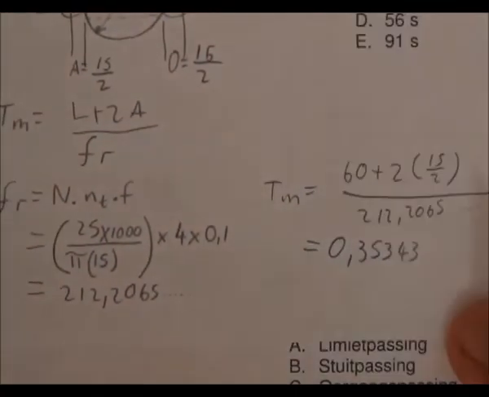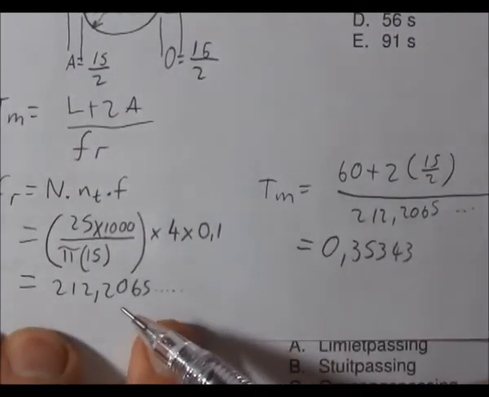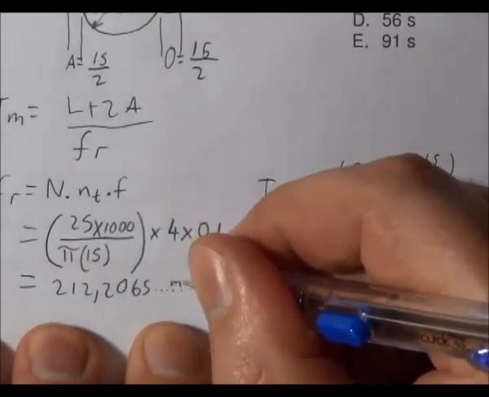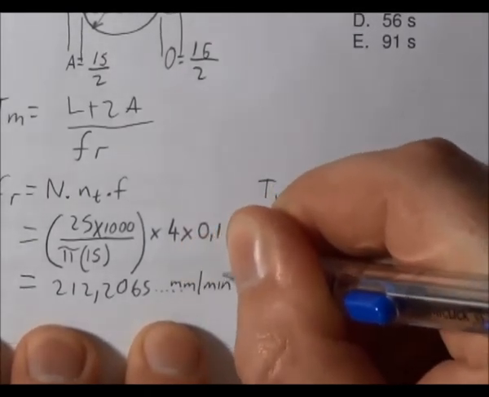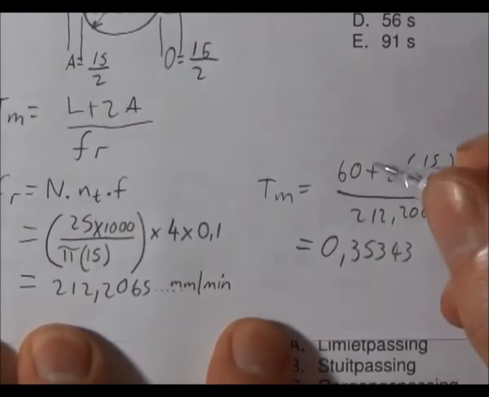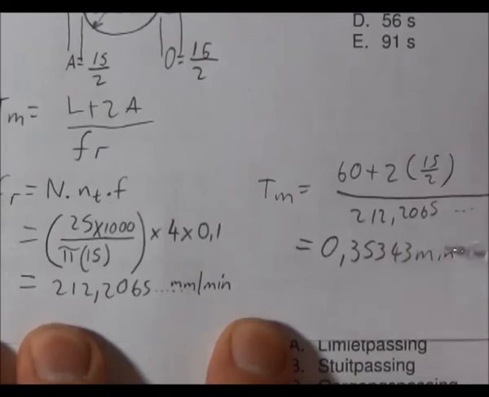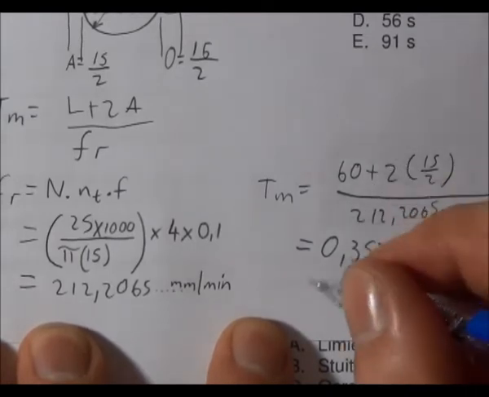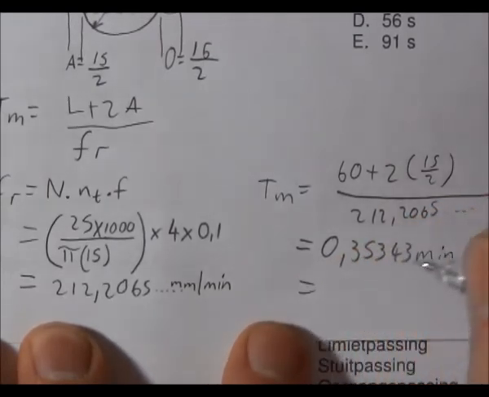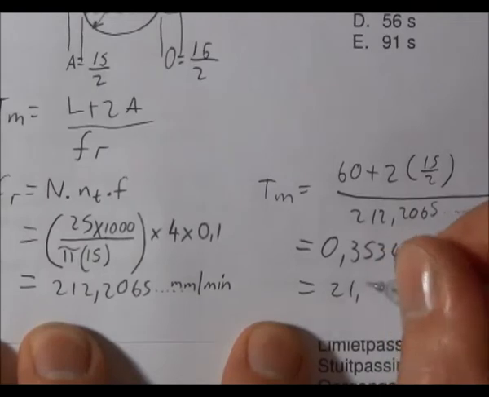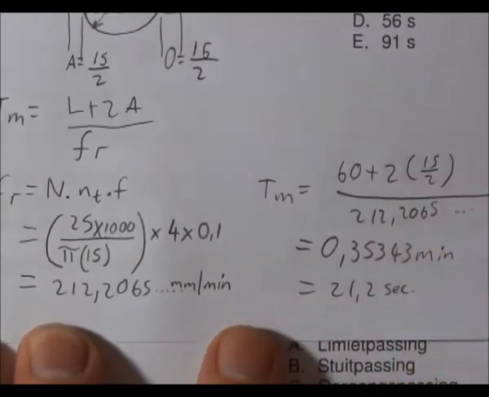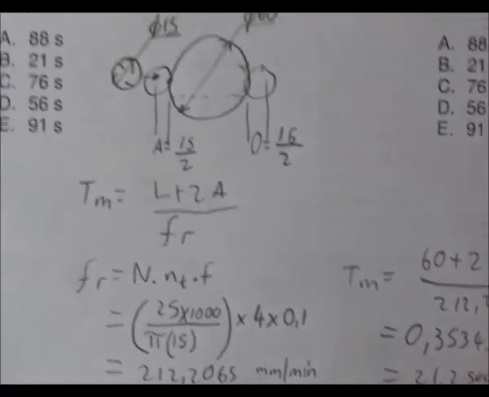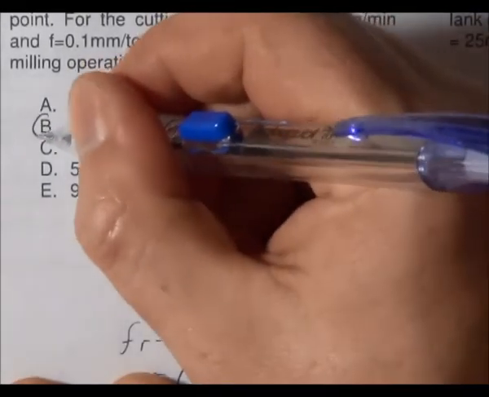Okay, now our feed rate equation gives an answer in millimeters per minute. So basically this answer, if you cancel out the units, is in minutes. So I must just multiply that by 60 to give it as an answer in seconds. So times 60 is 21.2 seconds. So that would be option B.